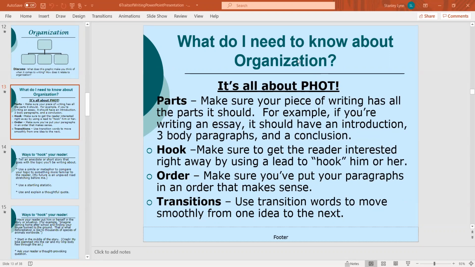Transitions. Use transition words to move smoothly from one idea to the next. There are hundreds of transition words. If there's not enough in your textbook for grammar, go online. You will find hundreds of transitions that you can use in your writing.